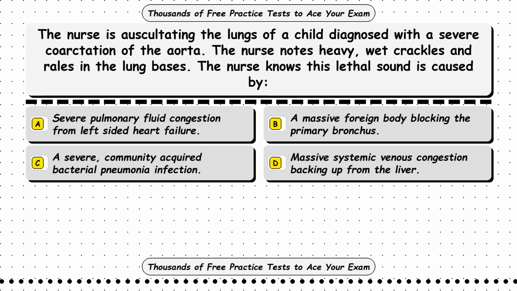Question 159. The nurse is auscultating the lungs of a child diagnosed with a severe coarctation of the aorta. The nurse notes heavy, wet crackles and rales in the lung bases. The nurse knows this lethal sound is caused by option A, severe pulmonary fluid congestion from left-sided heart failure. Option B, a massive foreign body blocking the primary bronchus. Option C, a severe, community-acquired bacterial pneumonia infection. Option D, massive systemic venous congestion backing up from the liver.